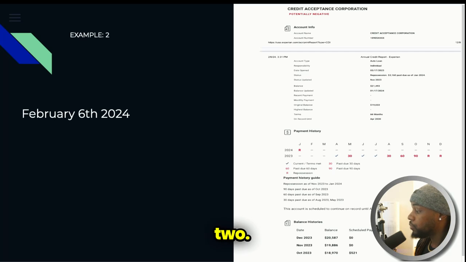Here is example 2. Now for example 2, this is a different repossession. This is with Credit Acceptance Corporation. Now this one was opened March 17th, 2023. The balance was $21,493, and the original balance was $19,033. As you can see here, we had a late payment started in August, and it went 30, 60, 90, repossession.